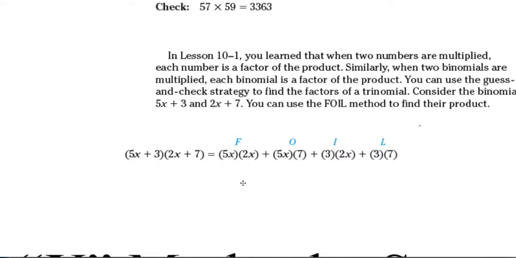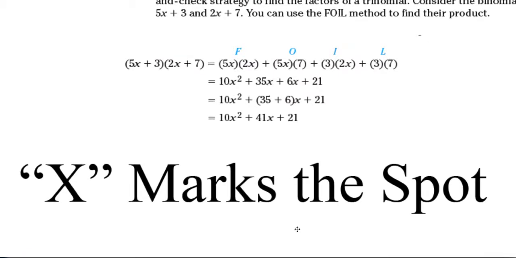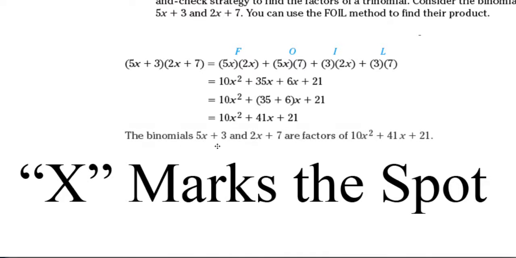You end up with 10x squared plus 35x plus 6x plus 21, and then you combine like terms, and you end up with 10x squared plus 41x plus 21. So the binomials 5x plus 3 and 2x plus 7 are factors of 10x squared plus 41x plus 21.